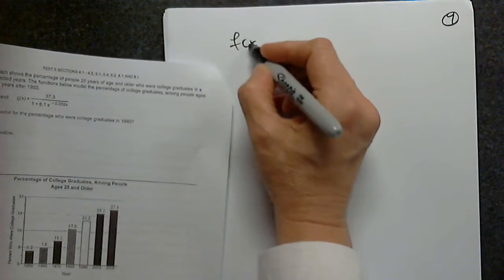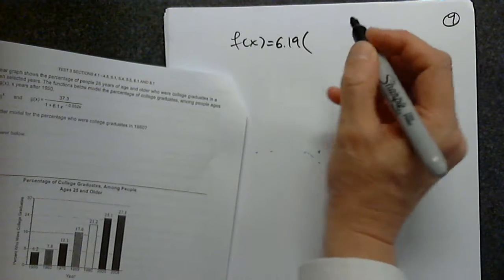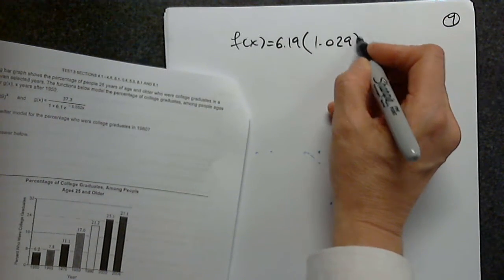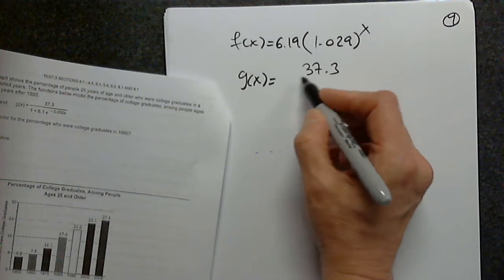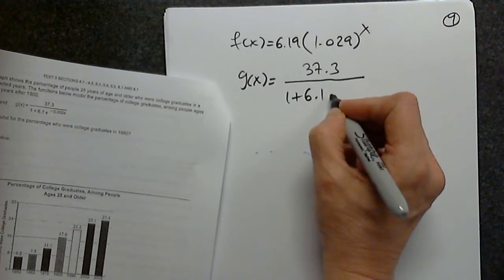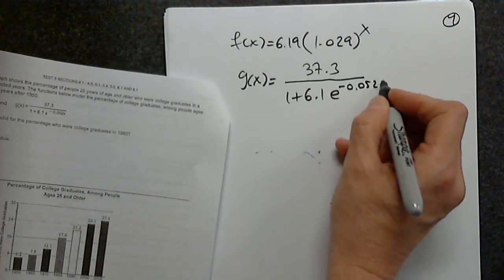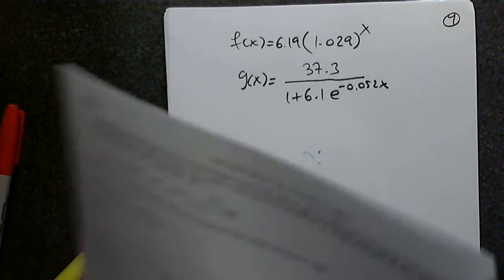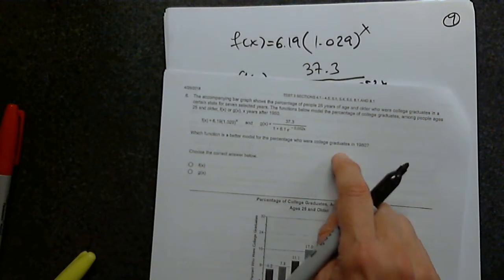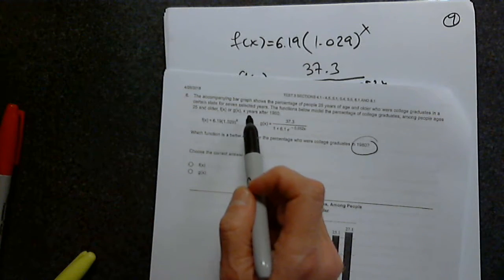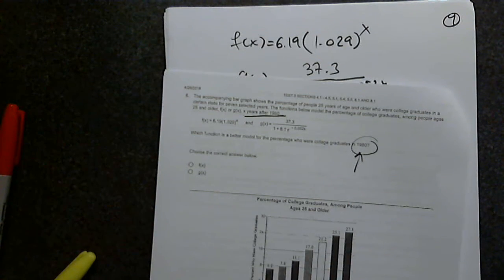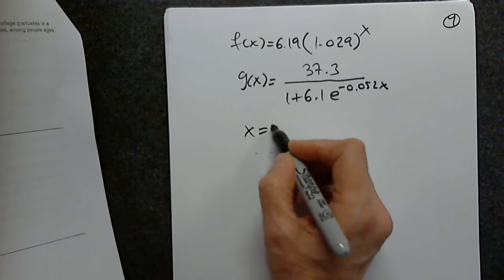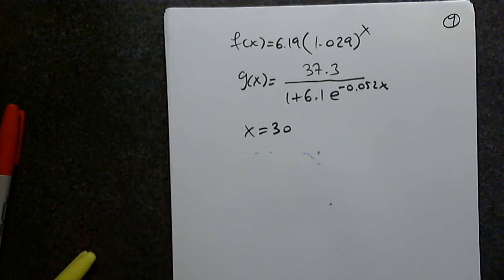Okay. So we are given f of x, which is 6.19 times 1.029 raised to power x. We are given g of x, which is a logistic growth model, 37.3 divided by 1 plus 6.1 e to the negative 0.052x. Which function is a better model for the percentage who were college graduates in 1980? And we are told x years after 1950. So what does this represent? Yes, so we are looking at x equals 30. We have to plug in 30.